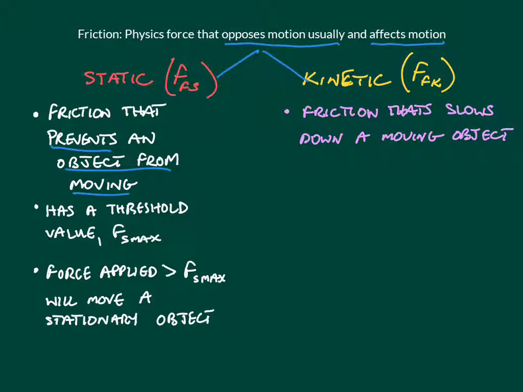And it has a threshold value, which we call Fs max. Now, this is a value that if you don't go above it, the object does not move. If the force applied is greater than that Fs max, then you will start to move that stationary object. The second type of friction is called kinetic friction, and that is friction that slows down a moving object. So there are two different types that we need to identify.